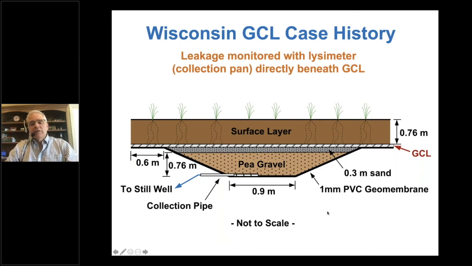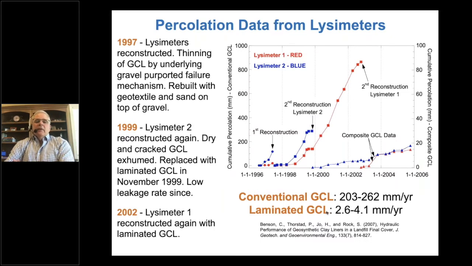And the regulatory agency at the time was skeptical. You know, we've been using compacted clay layers for two decades, and now you want to use this newfangled product, and you tell me it's going to work? Well, prove it, right? Well, put a big drain underneath it, a lysimeter, and measure its performance. And so they did that. They built this cover and put some of these panels underneath, these lysimeters, and collected the leachate. And this is what they found.